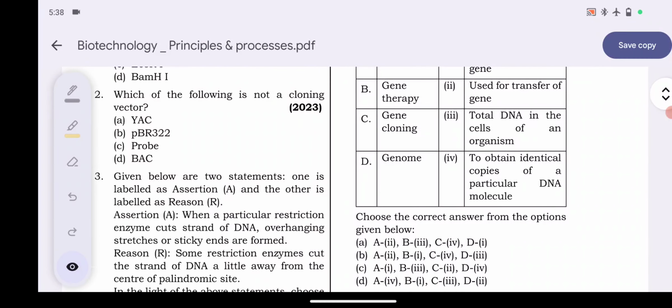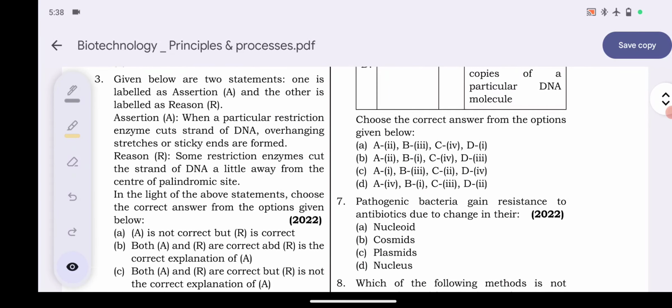Question number two. Which of the following is not a cloning vector? Not a cloning vector, okay? YAC, pBR322, probe, BAC. Here the answer is option C, probe. C is the correct answer because a single stranded DNA or RNA tagged with a radioactive molecule is called a probe, and it helps in the detection of a mutated gene. So option C is the correct answer.